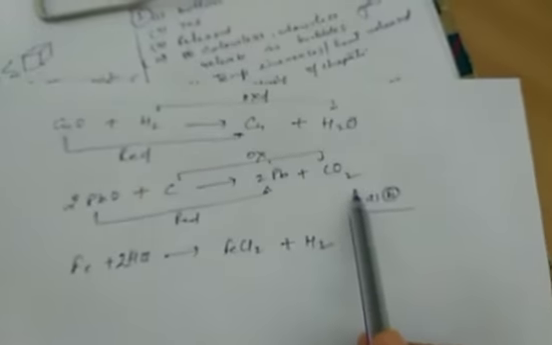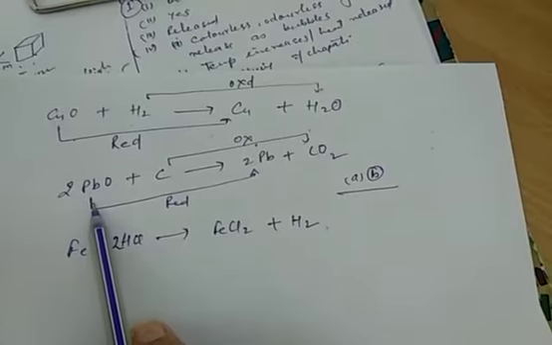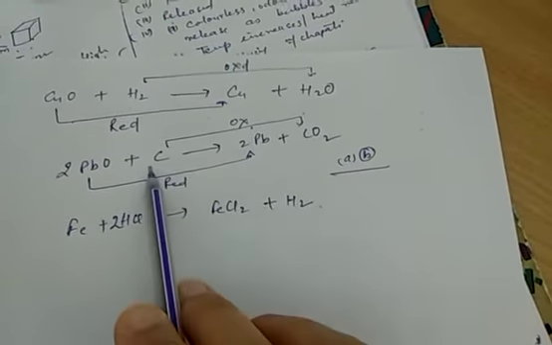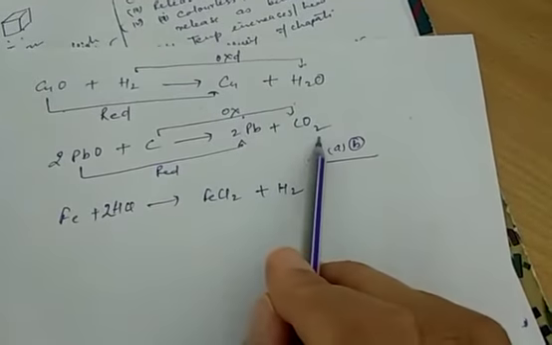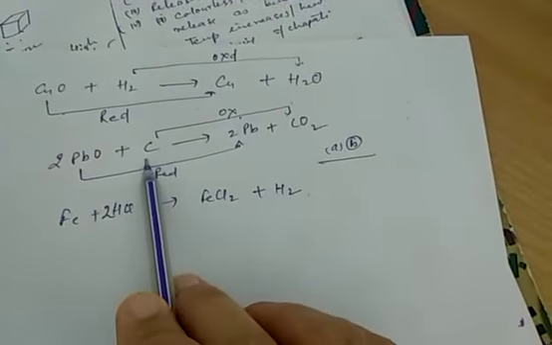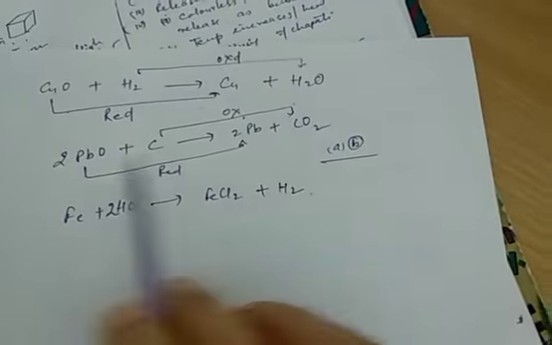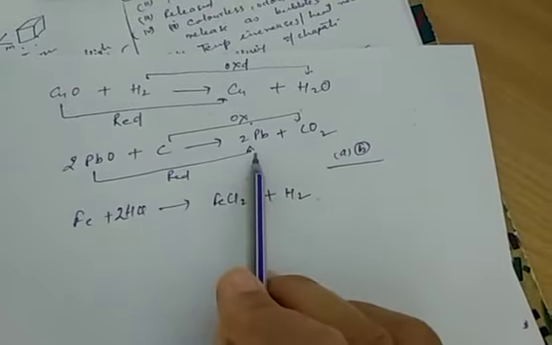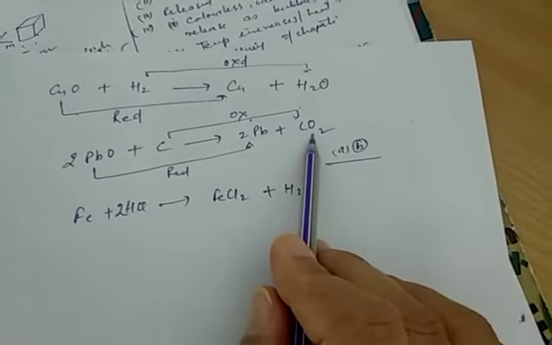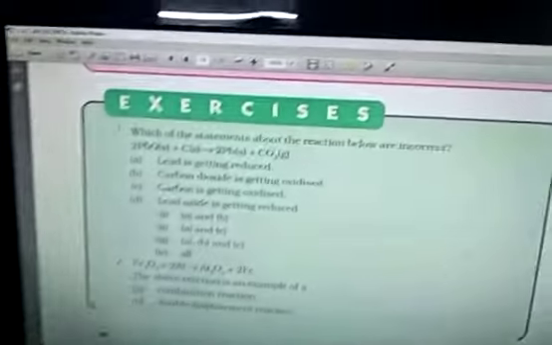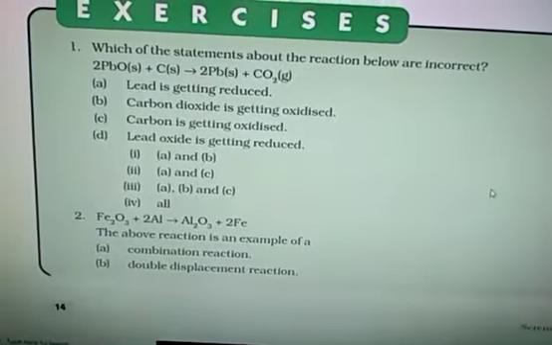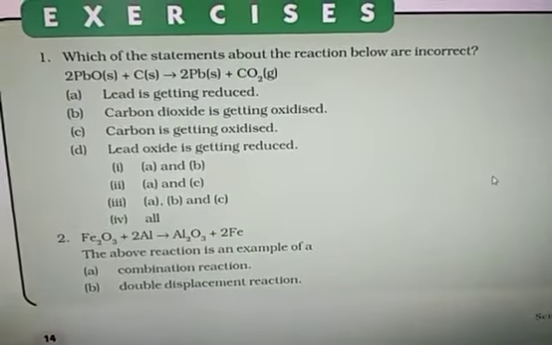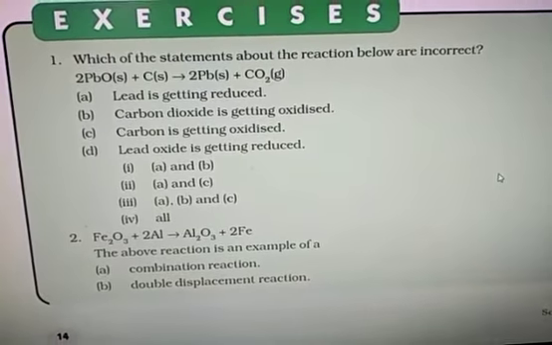Now again focus on that part. PbO loses the oxygen, so its reduction takes place into Pb, and carbon takes the oxygen and changes into CO2, so its oxidation takes place. So again it is a redox reaction in which lead oxide gets reduced and carbon gets oxidized. In your statement number 1, lead is getting reduced. It's wrong because lead is the product here, so no oxidation or reduction of lead takes place.